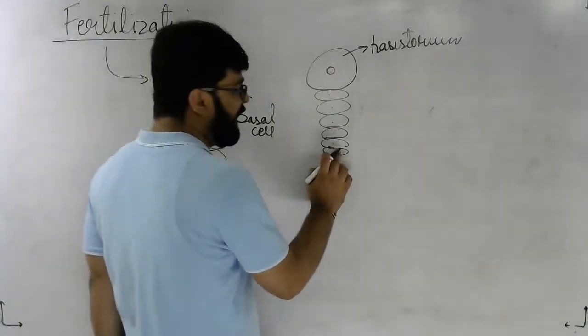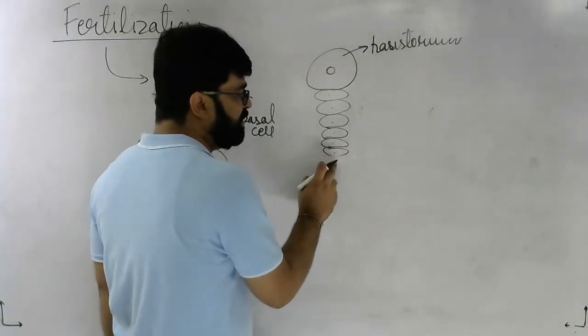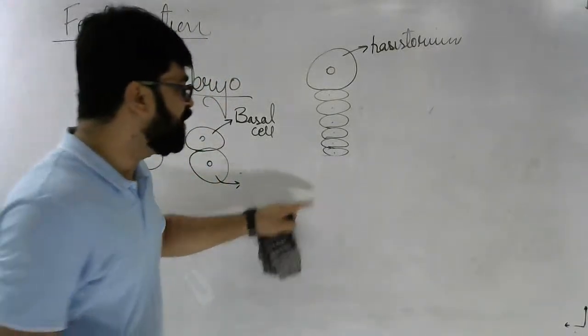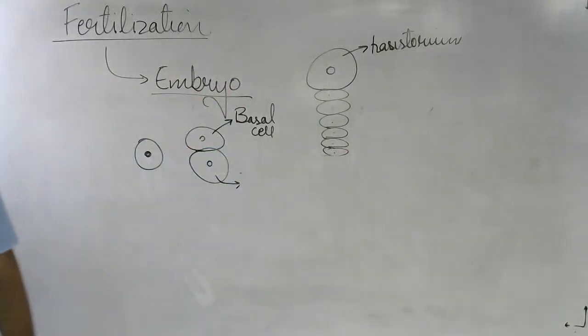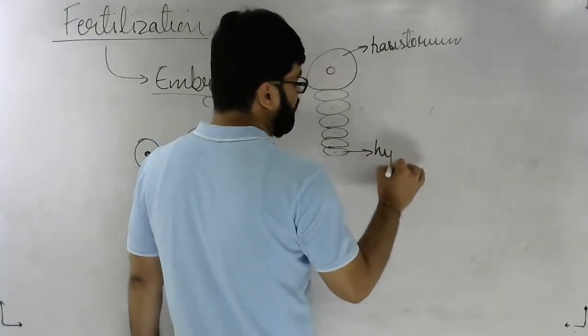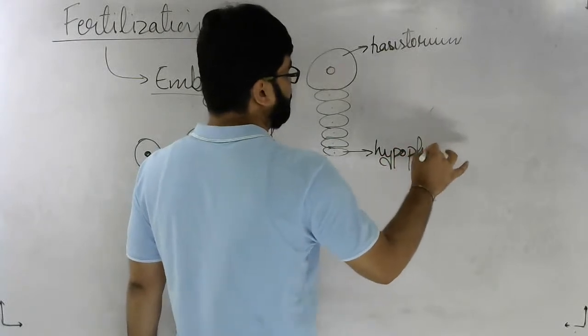Okay, the last cell of the suspensor, which is connected with the embryonic mass, is known as hypophyseal, or hypophysis.